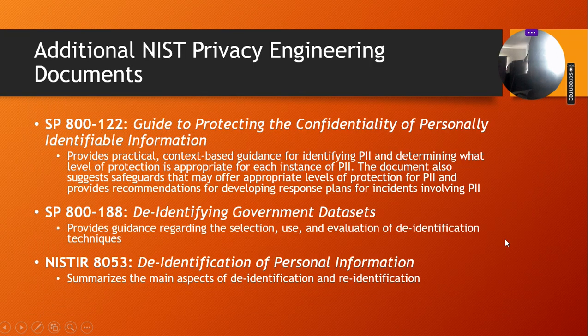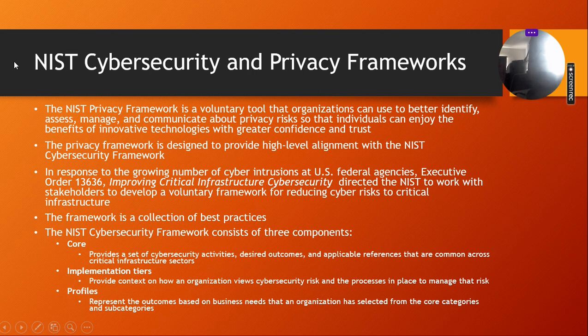Now, additionally, privacy engineering, the other policies they formulated, they include the guideline to protect the confidentiality of personally identifiable information, and also SP 800-188, which is de-identifying government data sets, and then NISTIR 8053, de-identification of personal information. So these are all policies formulated by the NIST, which is a government body regulating all the innovations that have been done in the United States. Now, this is the one regulating cybersecurity and privacy frameworks.